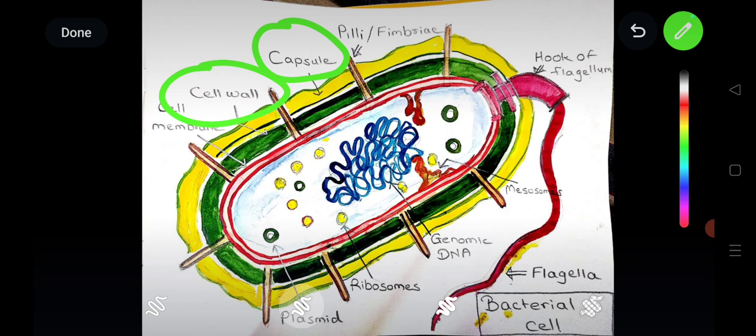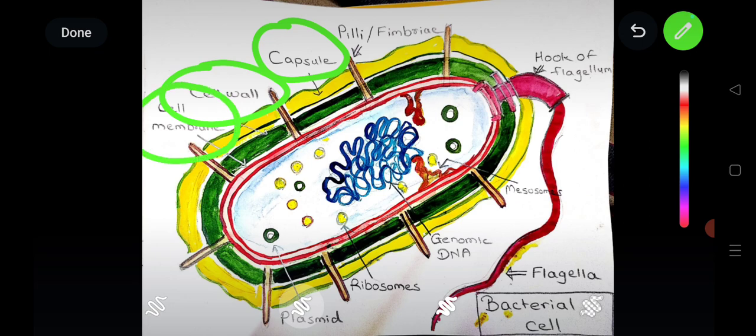Below the cell wall you have the cell membrane. The function of the cell wall is that it protects the cells from osmotic shocks. If the cells are present in hypotonic conditions, the cell wall, which is a rigid and hard structure covering the cell, prevents the entry of water inside the cells, and thus it protects the cells from osmotic shock.